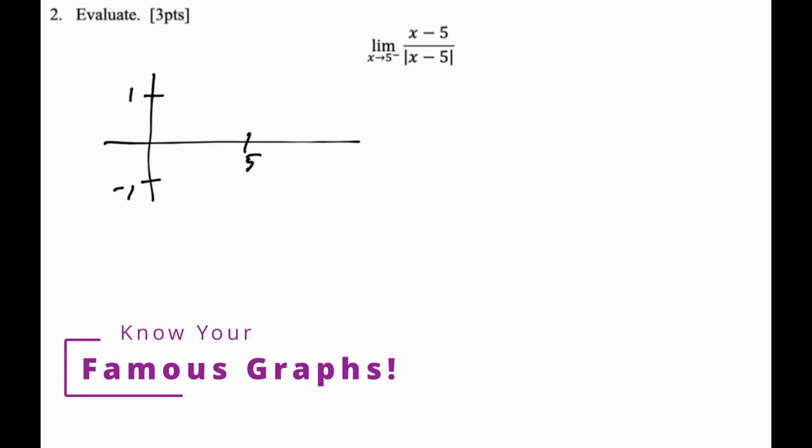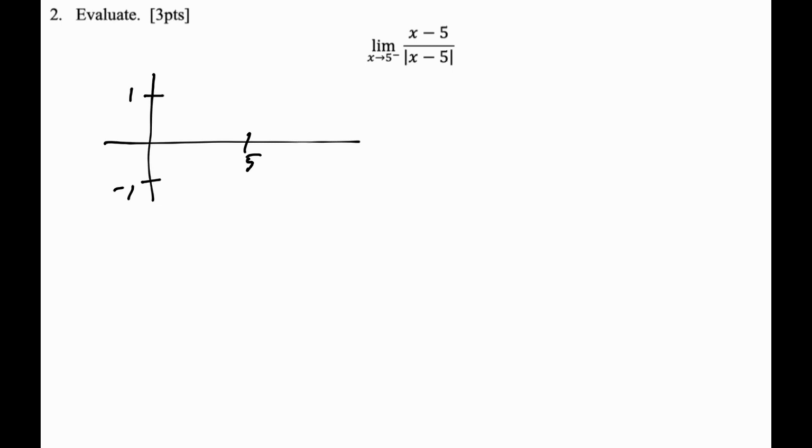At 5, there's a key point. We know negative 1 and positive 1 are the only outputs. To the left, you get negative 1. To the right, you get positive 1. Fill it in. There you go. Now we want to approach 5 from the left, so we're just going to get negative 1. That question shouldn't really take any longer than that because this is a review quiz.